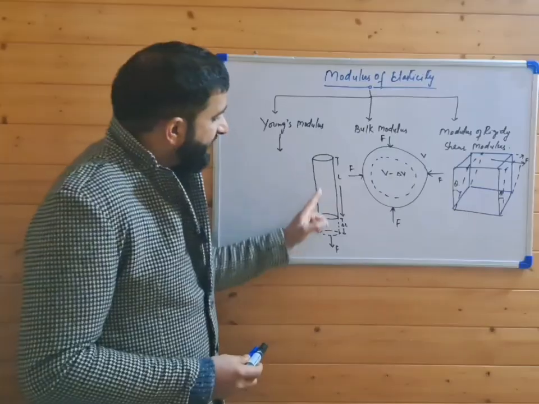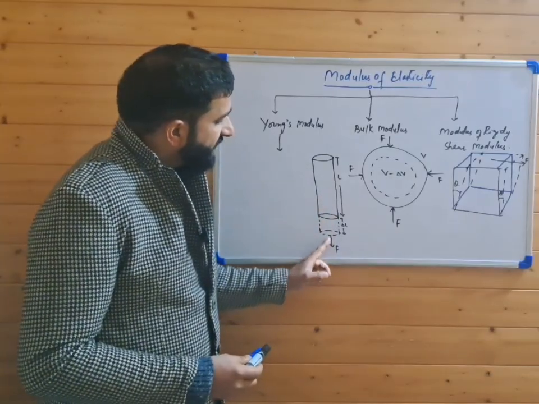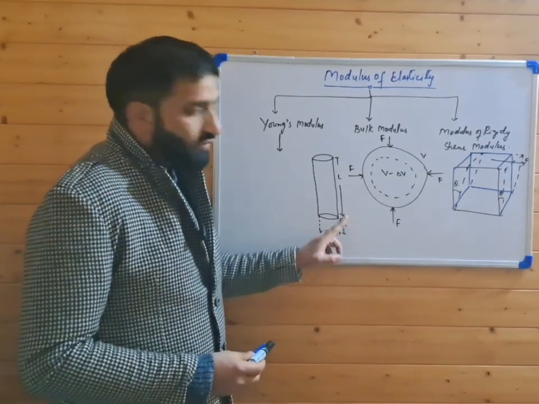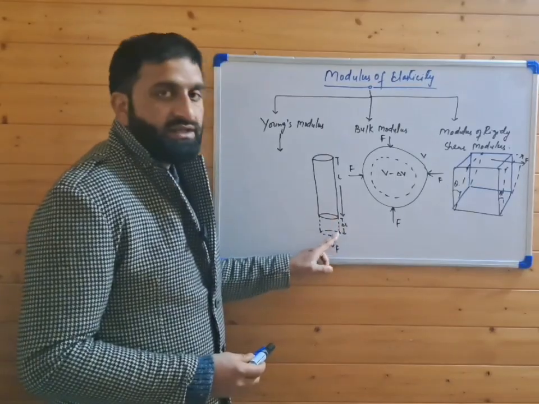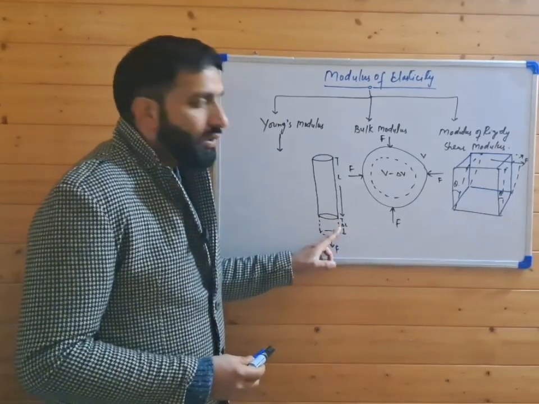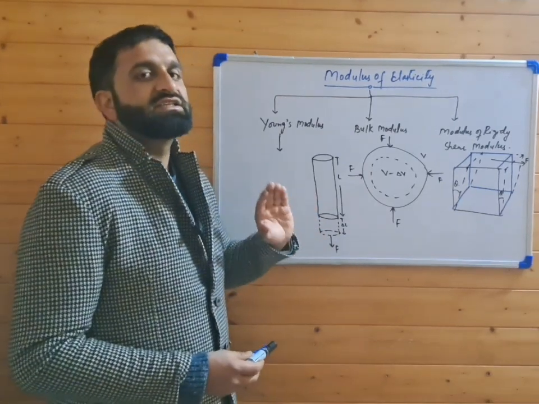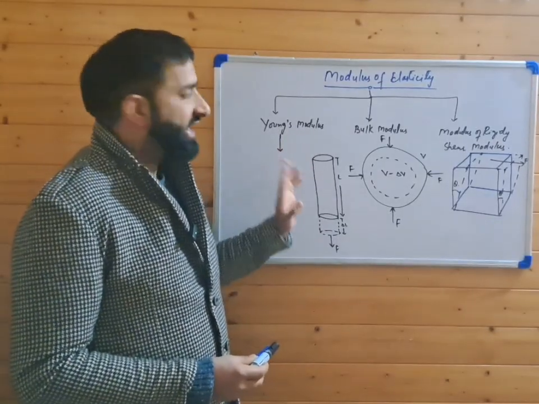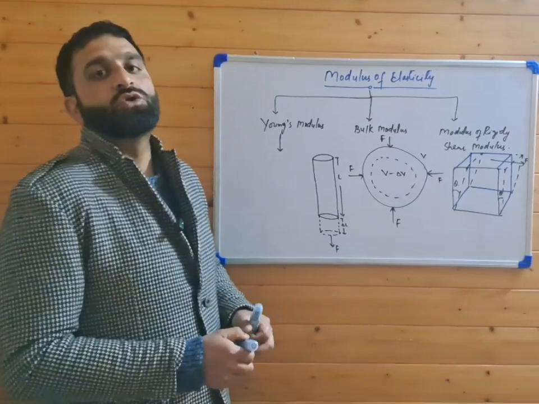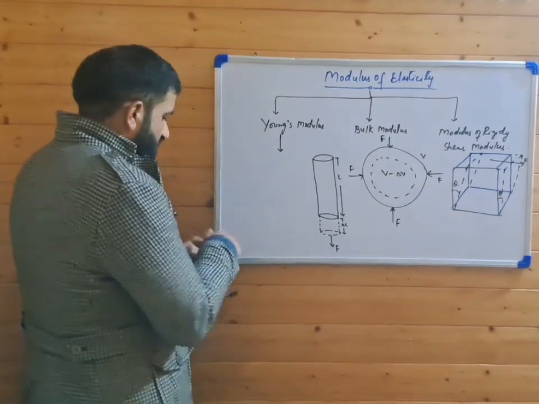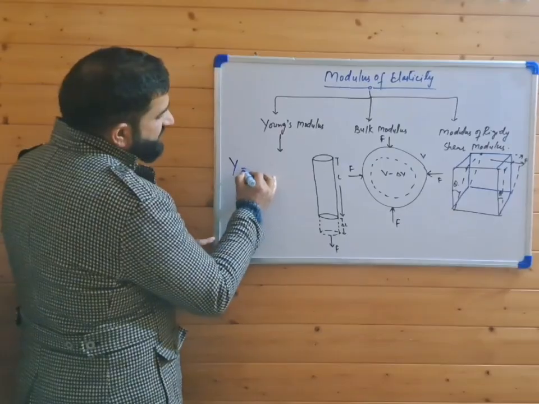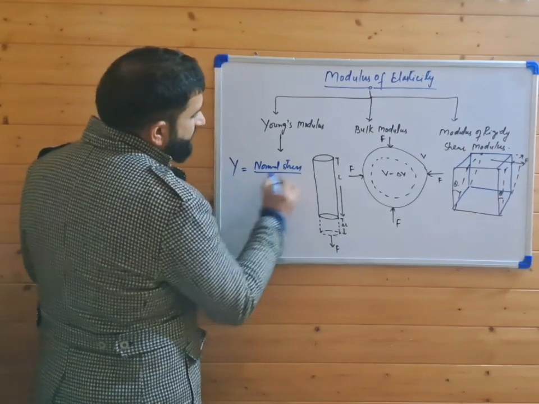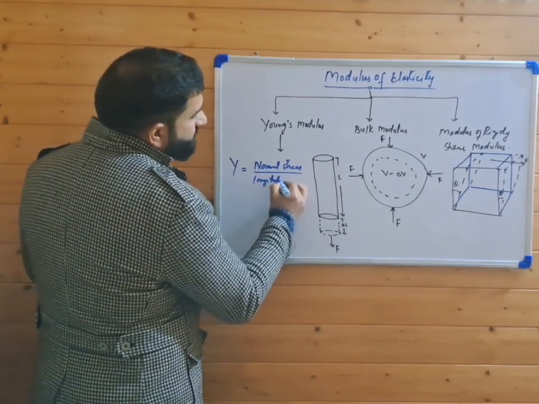That means when a cylinder of length L is pulled by a normal force, an extension is produced that is equal to delta L. So this delta L is produced in a longitudinal way. That means this is longitudinal strain, or this is increase in length. So Young's modulus is defined as the ratio of normal stress to longitudinal strain. So we can say that Young's modulus of elasticity is equal to normal stress divided by longitudinal strain.